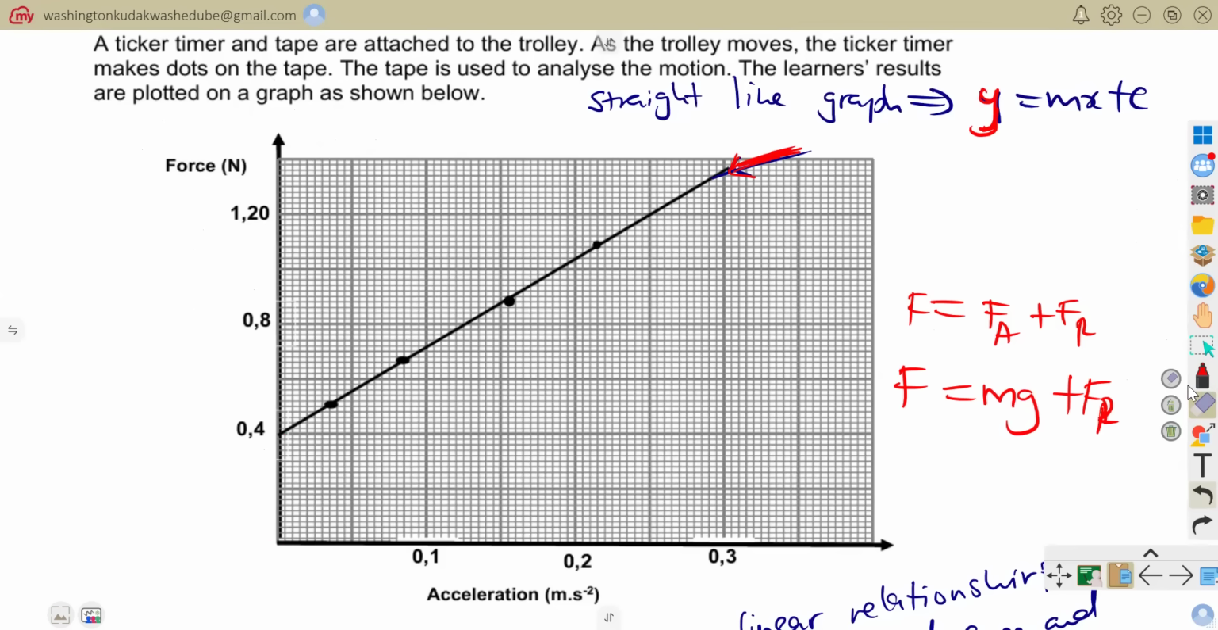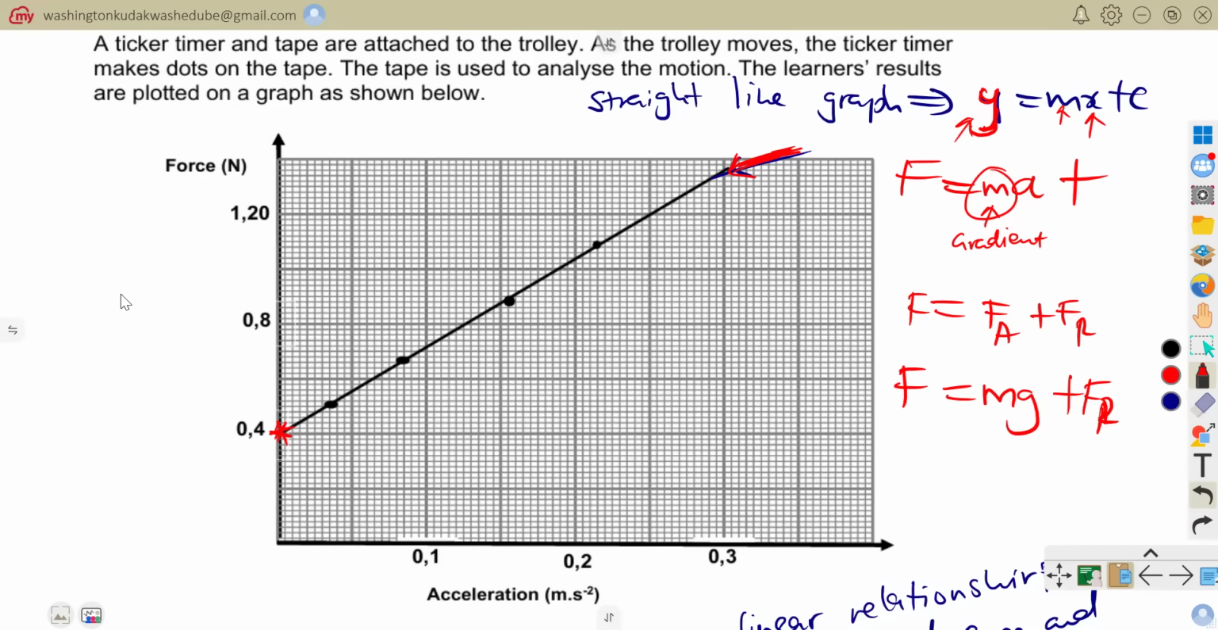On my y, I will use that force. That is my y axis. On my x axis, which is this one, I have got my acceleration. And then this m, I will leave it like that to represent gradient. This is representing my gradient, so I'll leave it like that for now. Plus, what is my y-intercept?